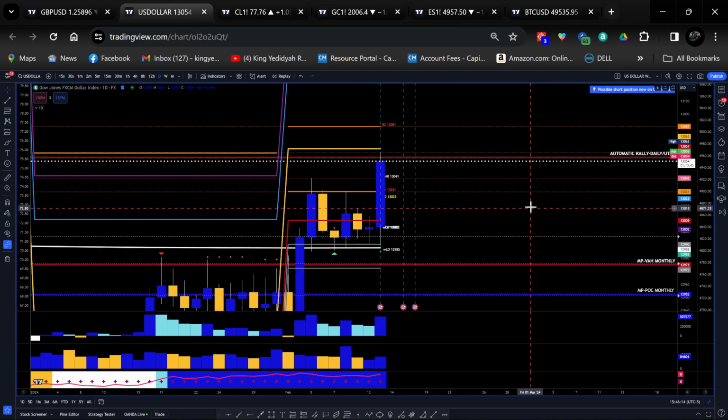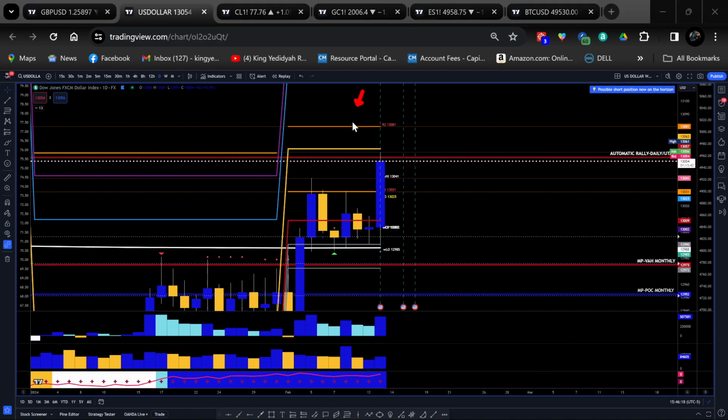on the US dollar, right? So we came up to the monthly Camarilla R4 level, right? And we got that rejection right there. This is an automatic rally on the daily. And this is basically like a Wyckoff level. So it's basically like a previous resistance, right? So this here is a resistance area.